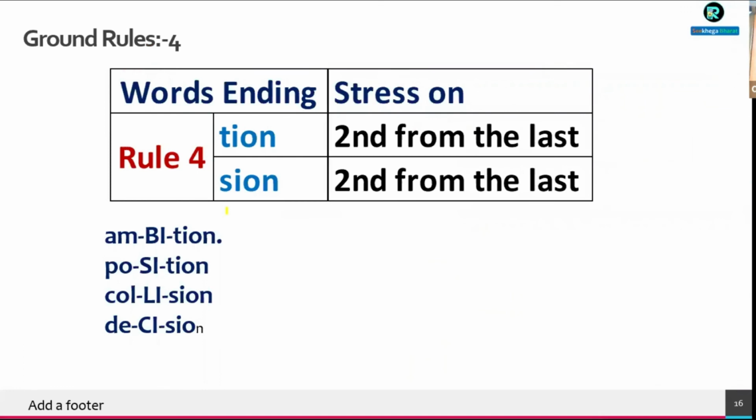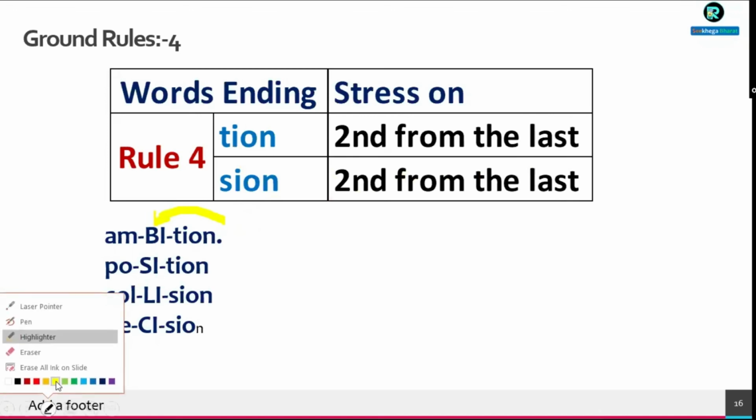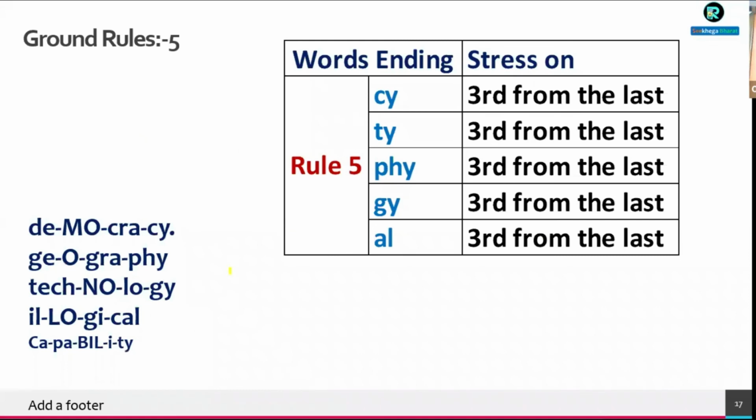Number 4, when we have words ending in tion, shun, and sion, zhun, the stress will be on the second syllable from the last. Always, if you find any word like this, having tion and sion, always move here. This is the stressing point. Correct. And then rule 5: cy, ty, phy, gy, l. This is the third from the end.